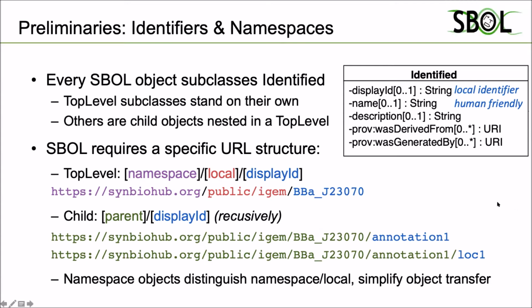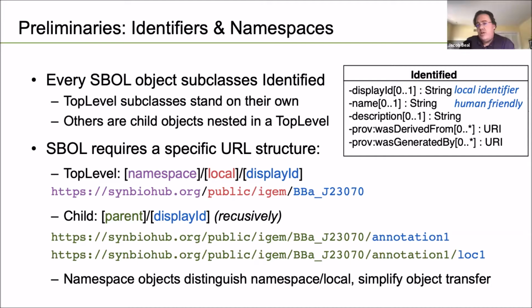So, Jake, can you dive in a tiny bit more into the difference between the namespace and the local part of the URI? So here you have SynBioHub, and then you have iGEM. So one way you could think of it is that igem.org would have been the namespace for the iGEM parts, but here it's synbiohub.org. Could you say a little bit more about how you choose what is going to go where?